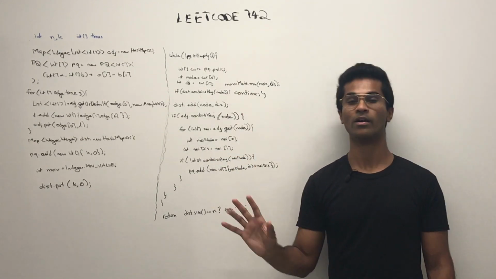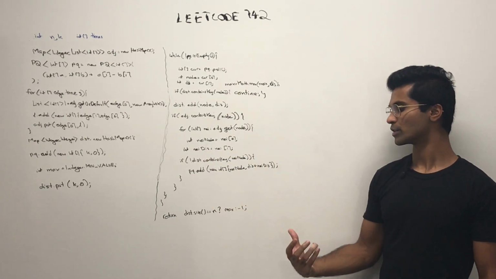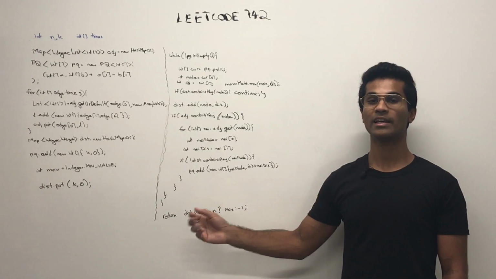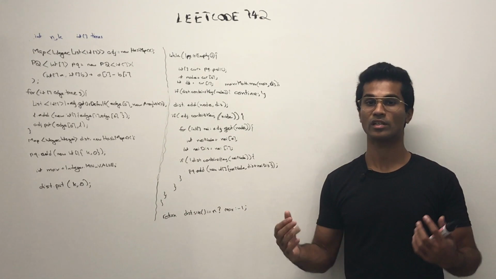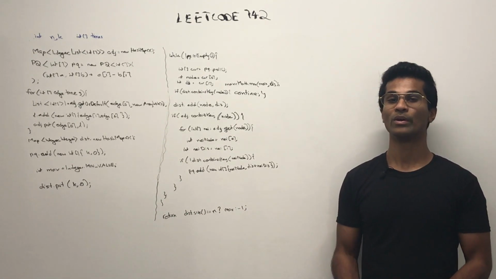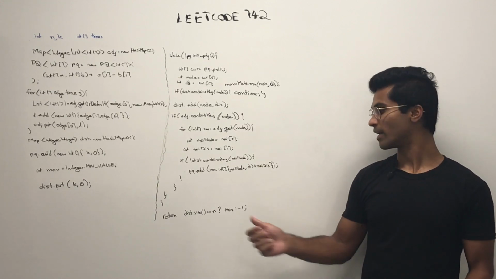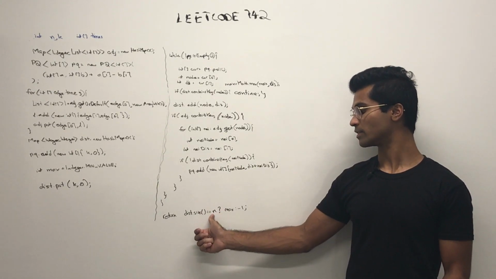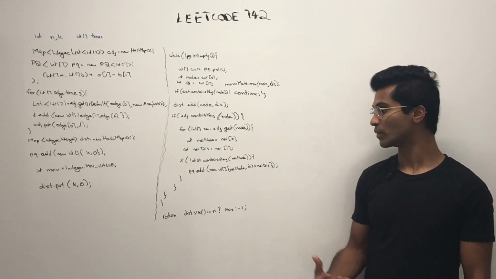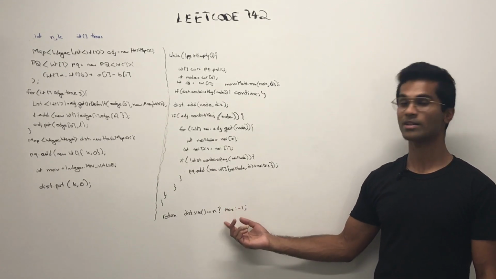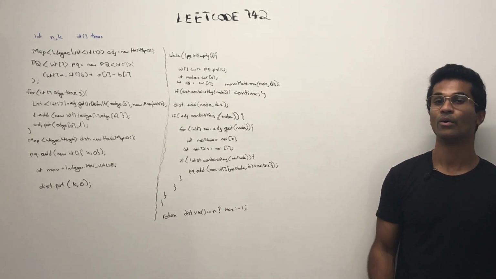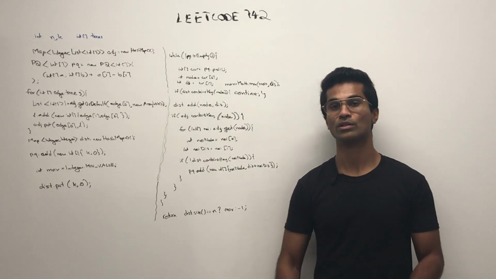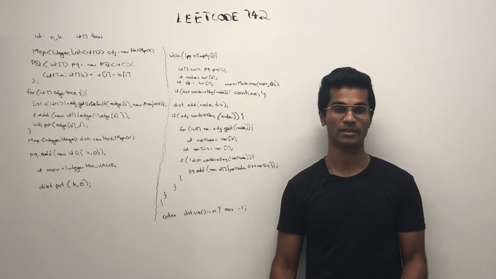Once we're done with our priority queue, what we're going to return is this check. We see if we were able to visit every single node. How do we do that? Well, we have a visited distance map and we check its size to see if it's equal to n. If it is, we can return the max. Otherwise, we have to return -1. We return -1 if there was a node we were not able to visit.